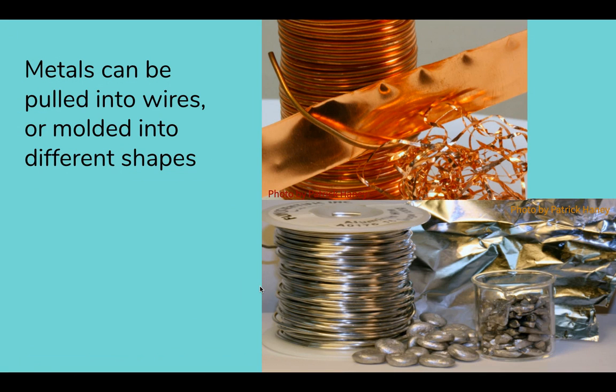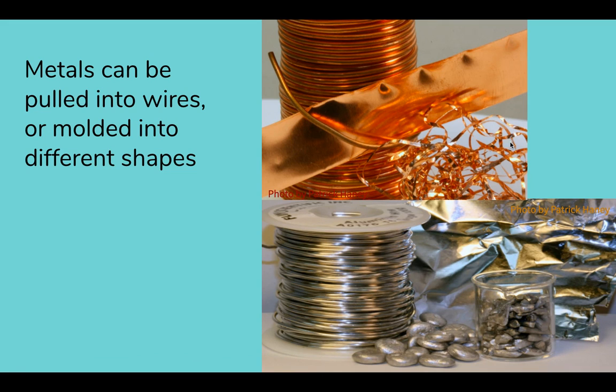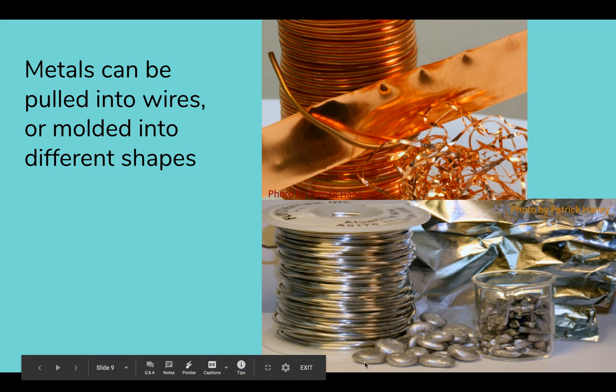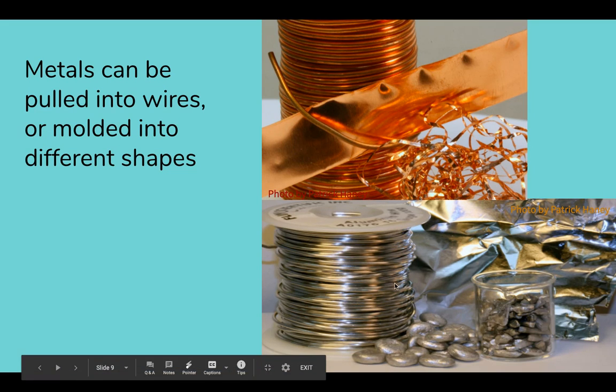Now, metals have a lot of interesting qualities. I'm not going to go into too much detail because we're going to have a lesson about this later. But metals can be pulled into wires and molded into different shapes. So, if you were to have a sheet of metal like this, you could actually pull it into these wires or cut it into these ribbons. And then you can take that actual metal and melt it or create it into all of these different shapes. Doing that does not change the substance. It's still a metal, it just looks different.